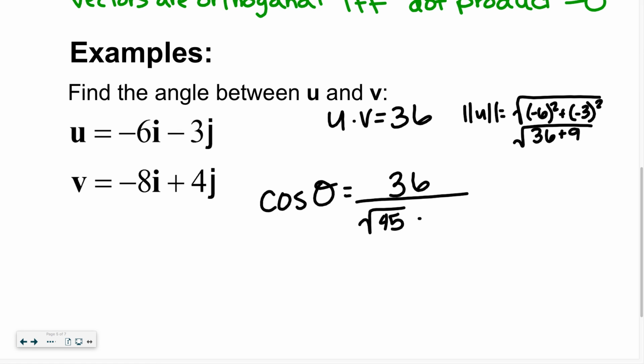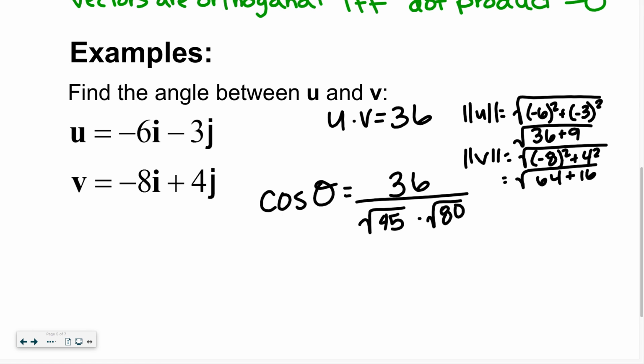Times the magnitude of V. So I'm going to calculate the magnitude of V. That's the square root of negative 8 squared plus 4 squared. So that's what? 64 plus 16? 80? You okay with that? Those are calculations from day one, right? You know how to do a magnitude, square root of v sub 1 squared plus v sub 2 squared?